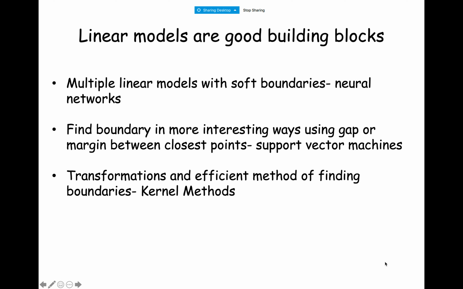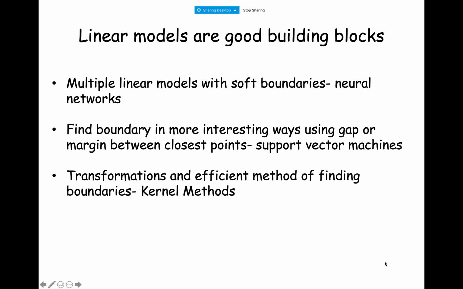You can also find a boundary between the blue points and the red points from before in more interesting ways by adding, instead of just saying in-sample error, some other terms to that in-sample error that encourage certain types of solutions. And one way is using the gap or the margin between the red points and the blue points that are closest to the hypothesis. Now, support vector machines do that. Support vector machines are a type of nonlinear classifier, right? And they're very efficient and do very well, and they actually derive from neural networks, right?